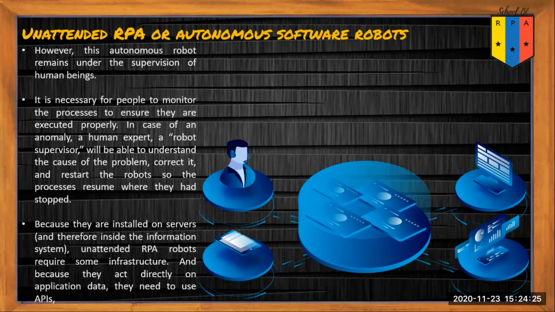Because they are installed on servers and therefore inside the information system, unattended RPA robots require some infrastructure. And because they act directly on the application data, they need to use APIs, which require programming work. As a result, unattended RPA projects are likely to be more complex and therefore take a little longer, especially when it comes to going live.